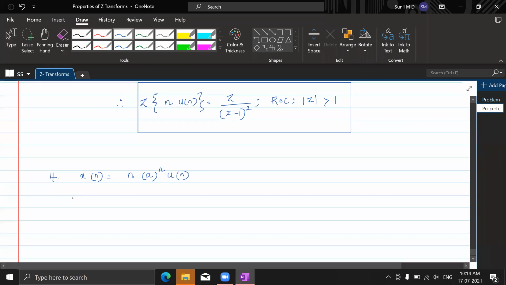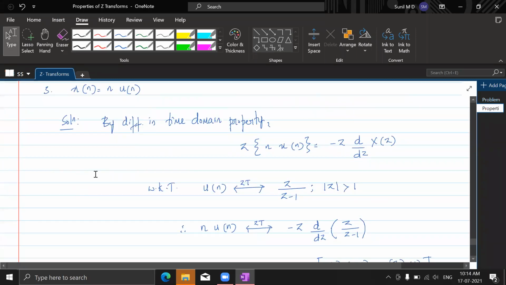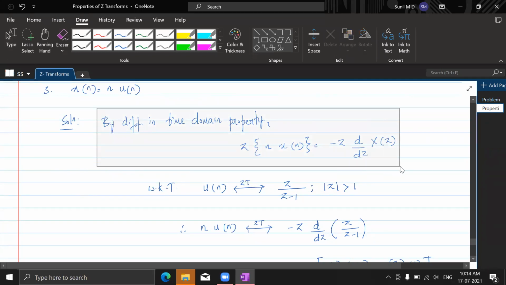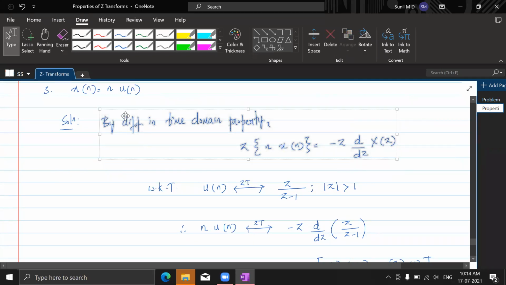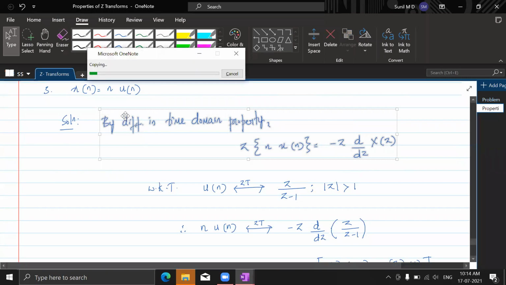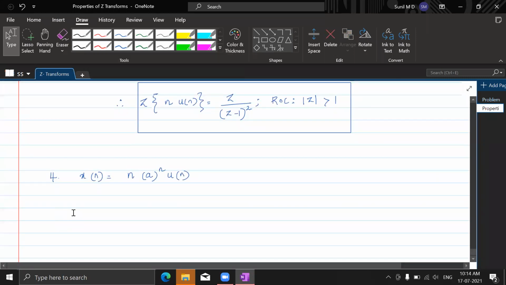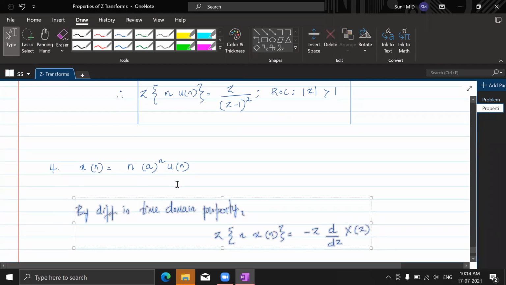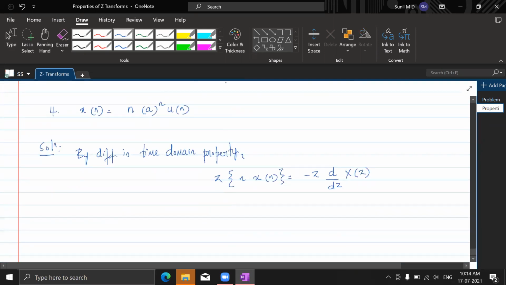So let's see that again. The same statement. It is by differentiation in time domain property. What did I write? Differentiation in time domain property. So this only we need to do. Okay. So by differentiation in time domain property only we will be solving this. Understand? So first we need to obtain the basic sequence. Okay. So this is what? Positive time exponential, right? Positive time exponential. So that we need to consider.